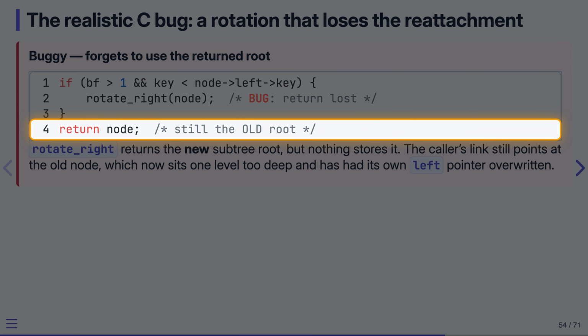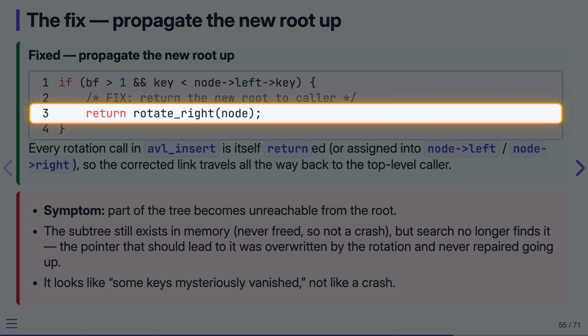Then we return node, the old root, but rotate right made a different node the new root, so we just returned the wrong one. The old node now sits one level too deep, with its own left pointer overwritten. The fix is one word, return. We write return rotate right of node. Now the new subtree root travels back to the caller.